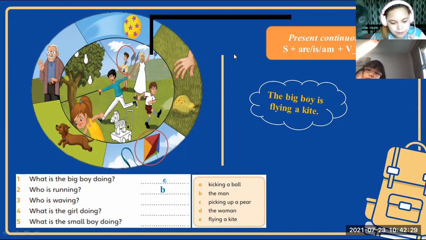Who is waving? The woman. Okay, what is the girl doing? Again. What's the girl doing? Letter C, picking up a pear. Okay, last one. What's the small boy doing? Kicking a ball. Letter A. Yes, that's correct. Kicking a ball.